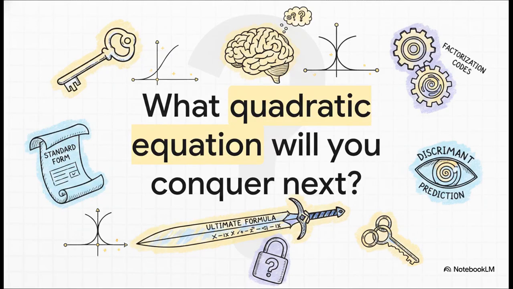Well, you've done it. You have collected every single weapon you need. You understand the standard form blueprint. You know the factorization cheat codes. You can literally predict the future with the discriminant, and you wield the ultimate formula as a flawless backup plan. Like we said at the start, math isn't something to be anxious about. It's honestly just a puzzle, and you now hold the exact codes to solve it.